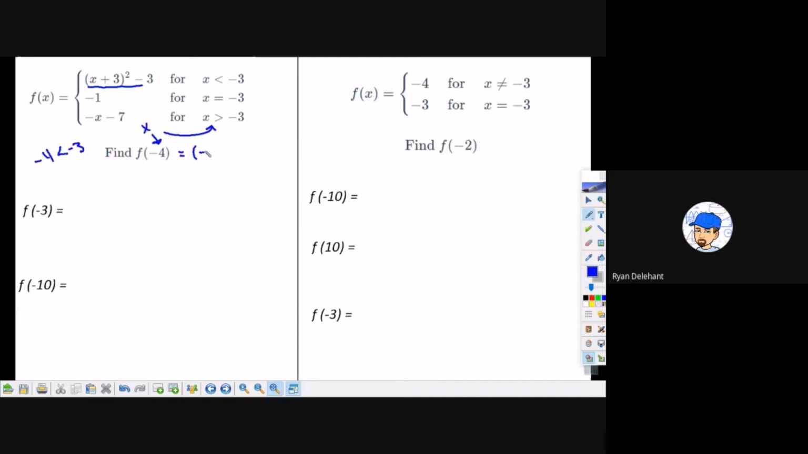What you would do is plug that x into the first equation and evaluate. So we get -1 squared minus 3, which is 1 minus 3. So we should get an answer of -2 for that one.